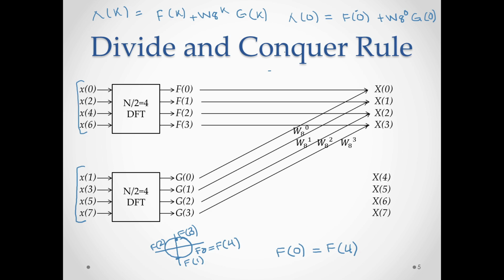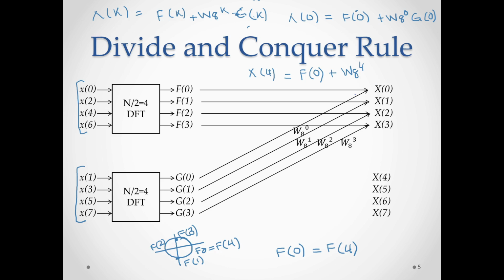So for x of 4, what we can do is write down the formula like x of 4, we have to use f of 4 over here, but f of 4 is equal to f of 0 plus W8^4, as this is the term for the 8-point DFT, hence W8^4 would not be equal to W8^0, but F4 would be equal to F0.